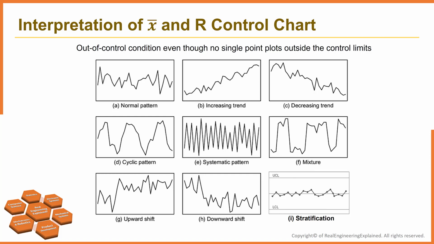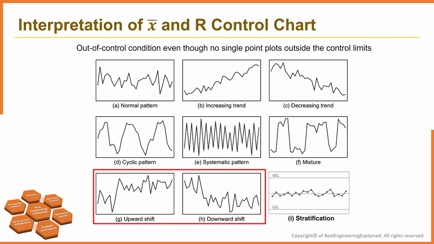A mixture pattern happens when the plotted points tend to fall near or a little outside of the control limits, with relatively few points near the center line. A mixture pattern is generated by 2 or more overlapping distributions generating the process output.